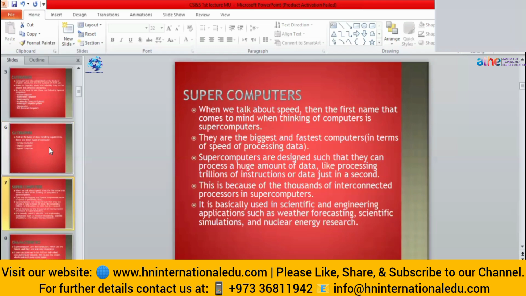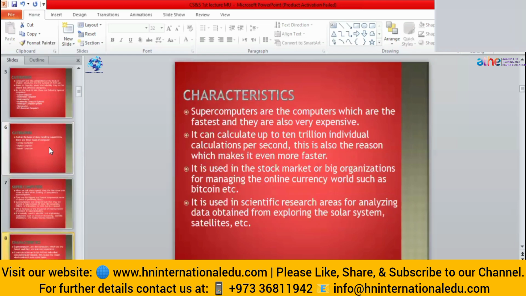So it is basically used in scientific and engineering applications, like whenever we have to forecast the weather, or we have to do simulations, or work on nuclear energy. So for research purposes, or for huge calculations, and for forecasting behavior, like forecasting natural disasters, for our predictions and research purposes, we need to evaluate millions of instructions, a trillion of instructions in a second. So in these areas, we have to use supercomputers.